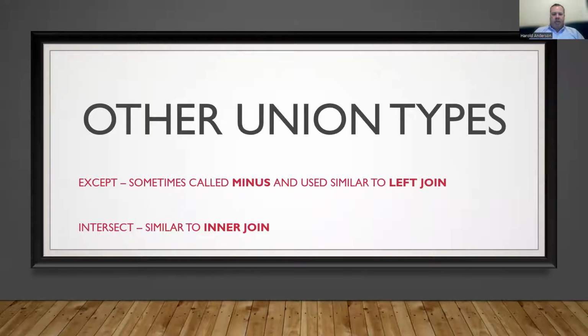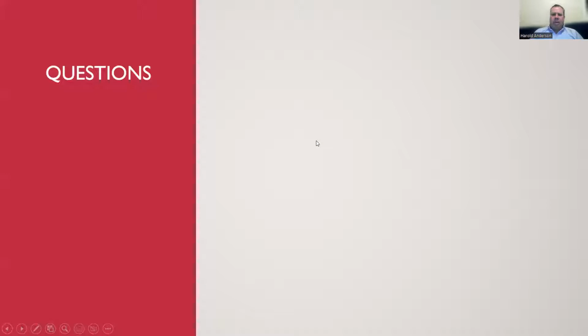And then this is for, I guess, other ways of using union. You can use except, which is sometimes called minus, and it's similar to a left join, I think. And then intersect is similar to an inner join. I don't know, correct me if I'm wrong, Ted, but that was what I got from that. So that's chapter 14.